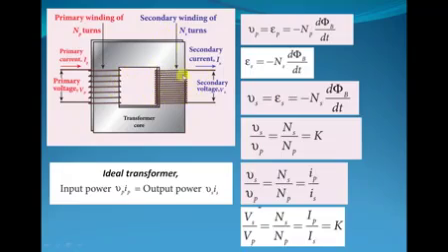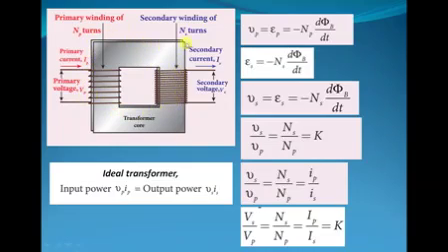Next we see the construction. There are two coils of high mutual inductance wound over the same transformer core. The core is generally laminated and it is made up of good material like silicon steel. The coils are electrically insulated but magnetically they are linked through the transformer core.